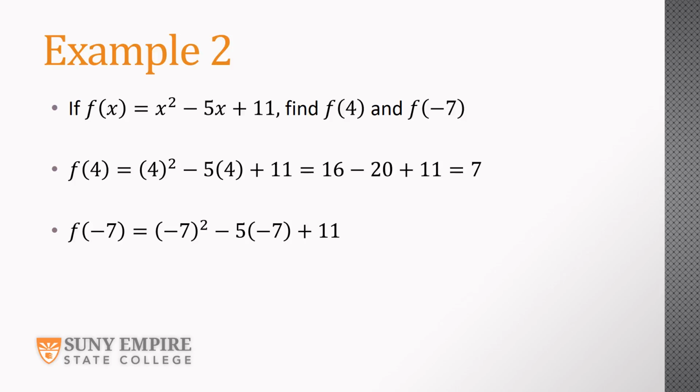f(-7) equals (-7)² - 5 × (-7) + 11. This results in 49 + 35 + 11. f(-7) equals 95.